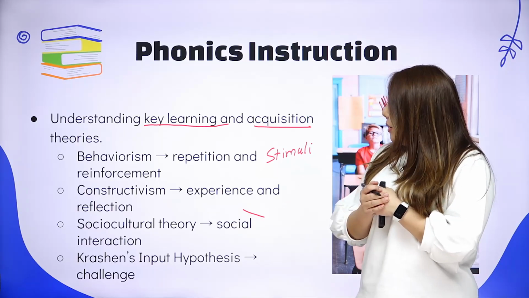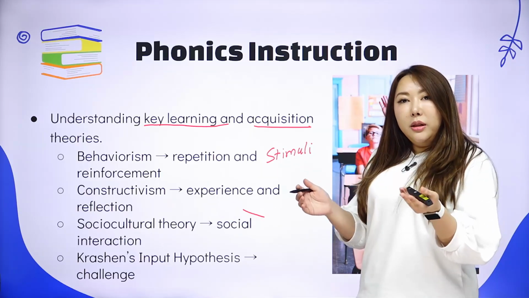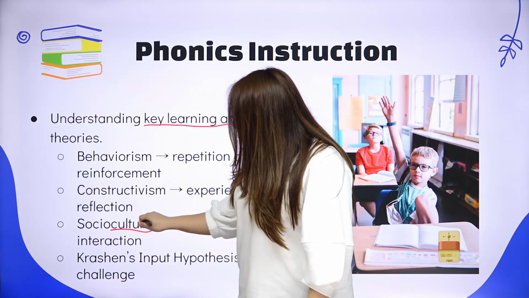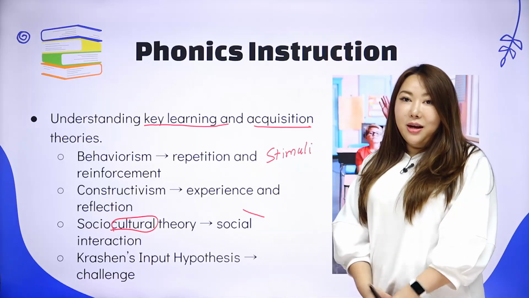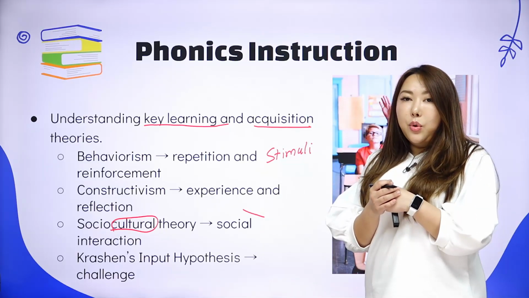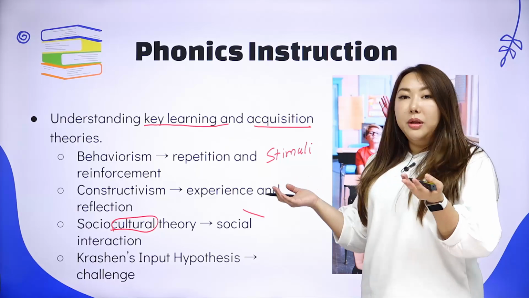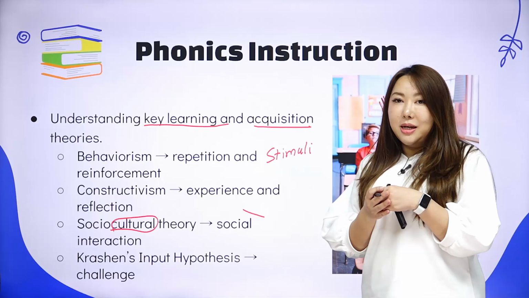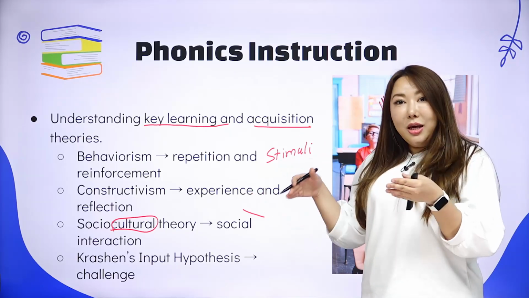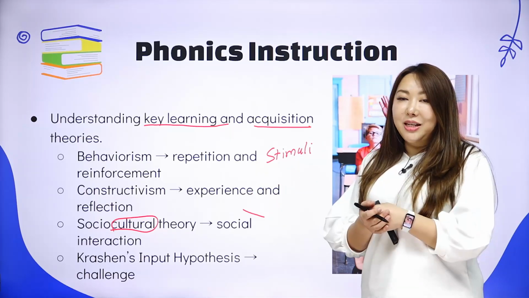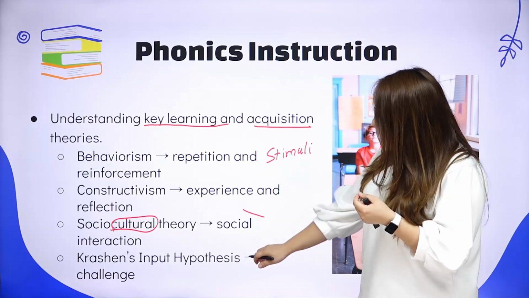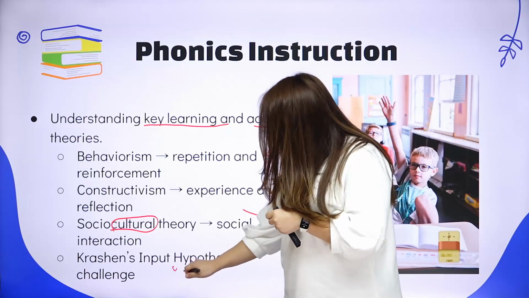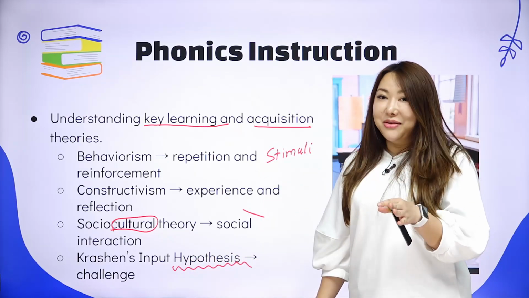Sociocultural theory is, of course, developed on the social interaction as well as the cultural aspect of the student's life. And here, of course, it depends on where the student is from. If we are talking about Korean students, then we would have to understand everything that goes into the cultural aspect of living in Korea and being educated in Korea. Finally, we'll talk about Krashen's input hypothesis. As you can notice, this is a hypothesis and not a theory yet.